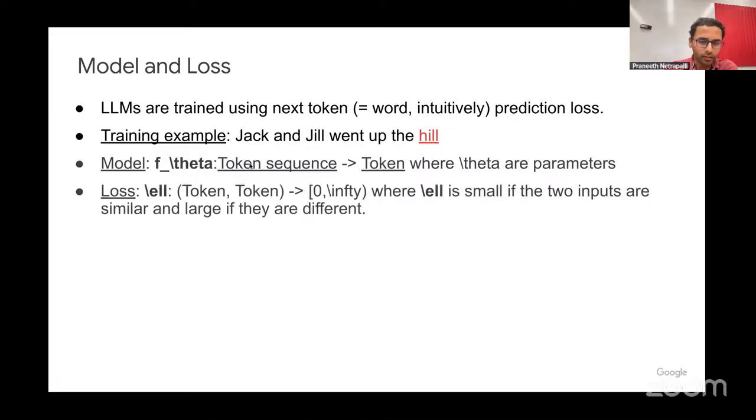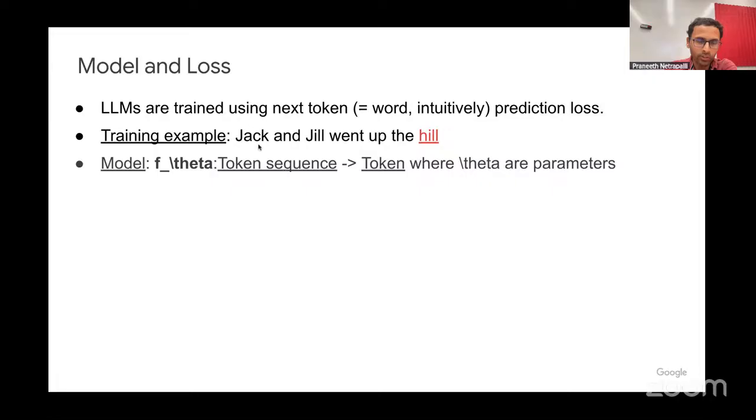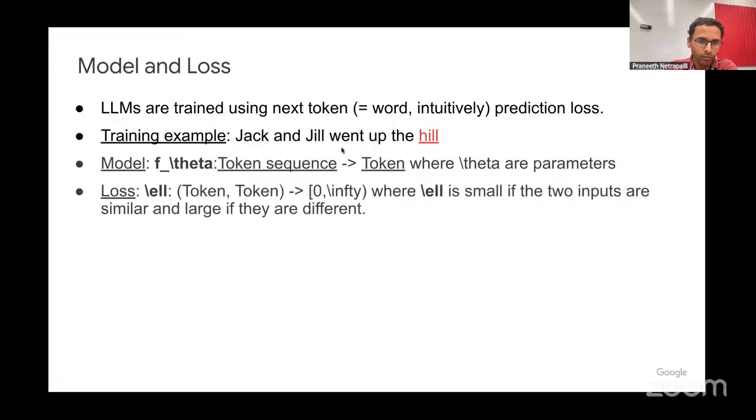So here the token sequence would be like "Jack and Jill went up the," and then we want the model to be able to predict what the next token is going to be, which is "hill," right? And in order to train the model to do this kind of prediction, we use a loss function which takes the output token that the model predicts and the actual ground truth token, which is "hill" here, and then gives a loss which is between 0 and infinity.